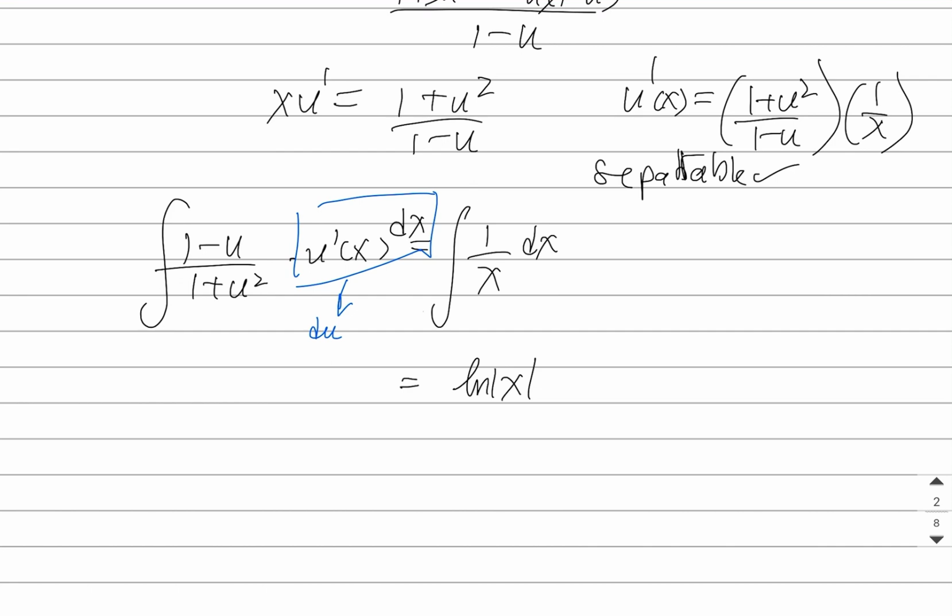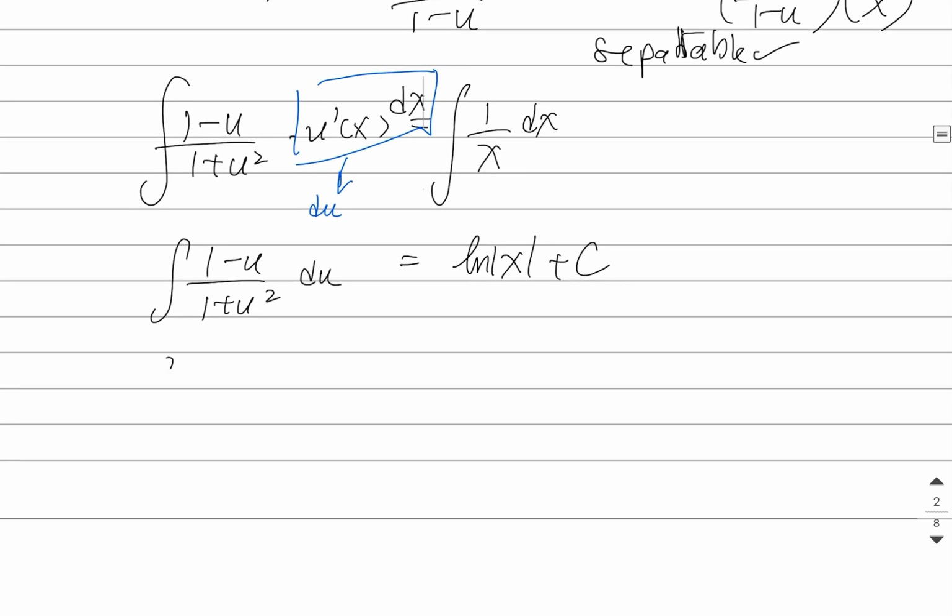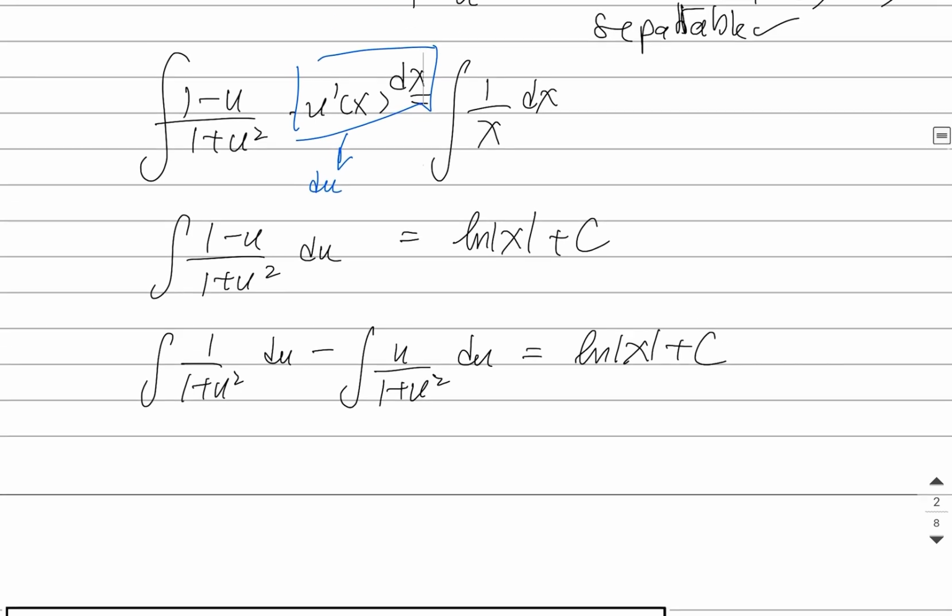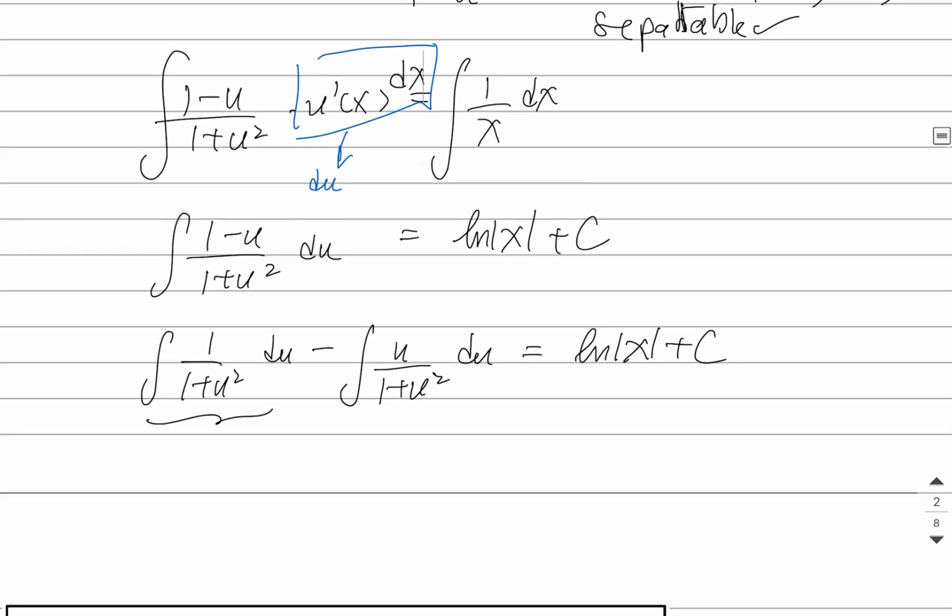And now, on this side, we'll get this. This can be dealt with fairly straightforwardly. 1 over 1 plus u squared du, subtract u over 1 plus u squared du, equals natural log of x plus c. This first expression here is just an inverse tan, so we'll have an inverse tan of u. This second expression, what we'll need to do is substitution, a different substitution. We will let 1 plus u squared equal w.